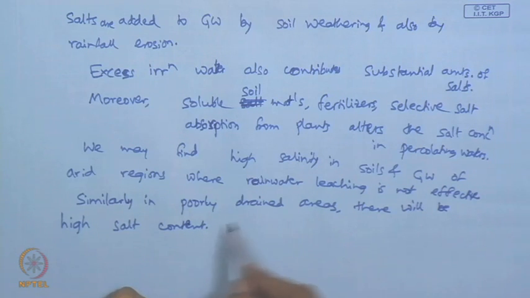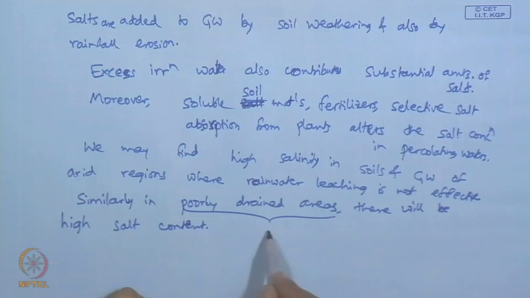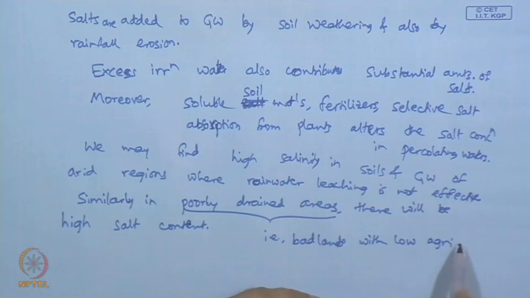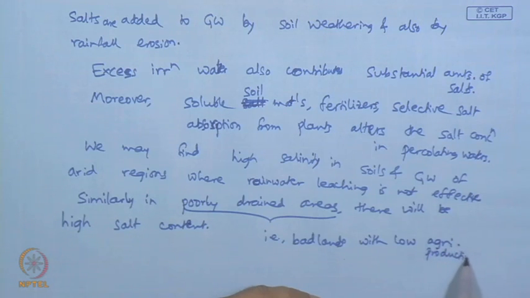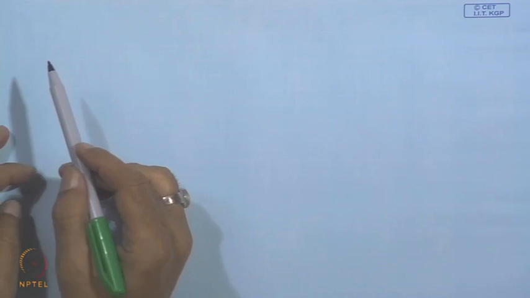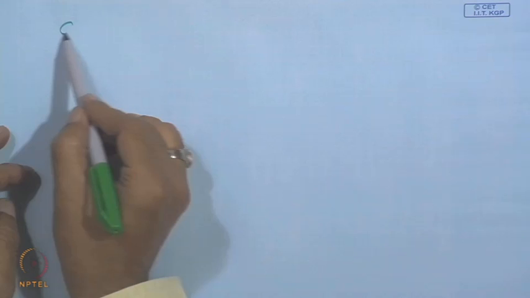So these poorly drained areas are generally referred to as badlands, because of poor drainage with low agricultural productivity. So this is how the salinity in soils varies. Now we will discuss the groundwater samplings.